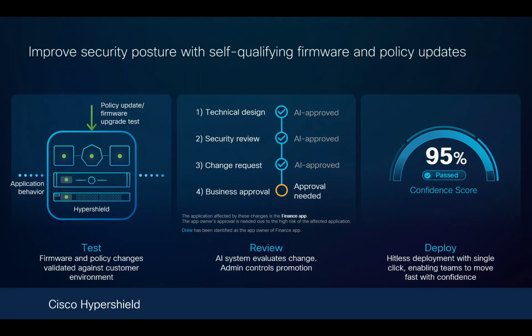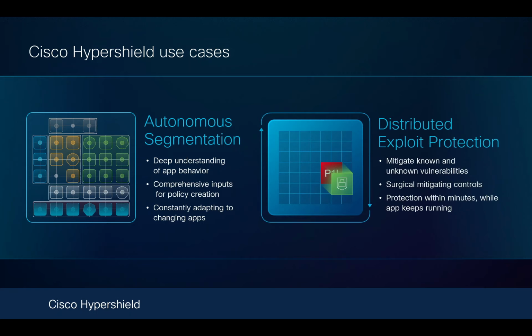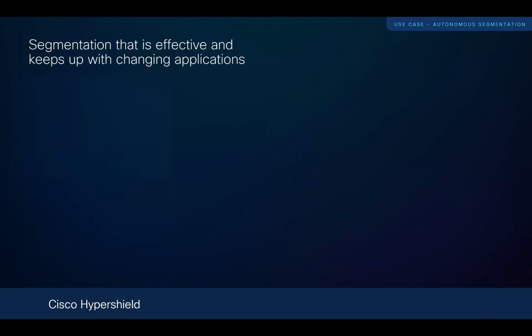And this allows us to do hitless deployment with a single click, and it truly allows teams to move at the speed of the threat. Now, the use cases are autonomous segmentation and distributed exploit protection. So autonomous segmentation is understanding the applications, building the policy, and changing as the applications change. Distributed exploit protection is mitigating against known and unknown vulnerabilities using surgical mitigating controls that are prescriptive to the vulnerabilities that may exist. And this allows us to protect within minutes while keeping the application up and running.